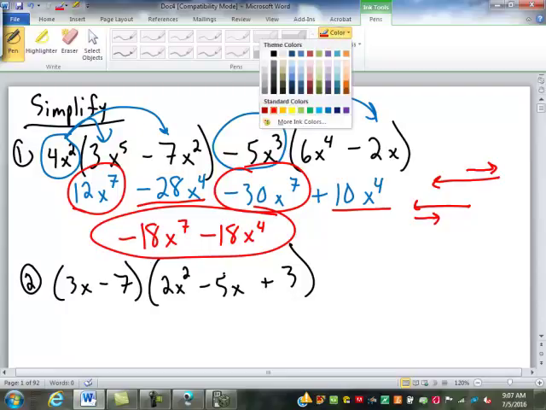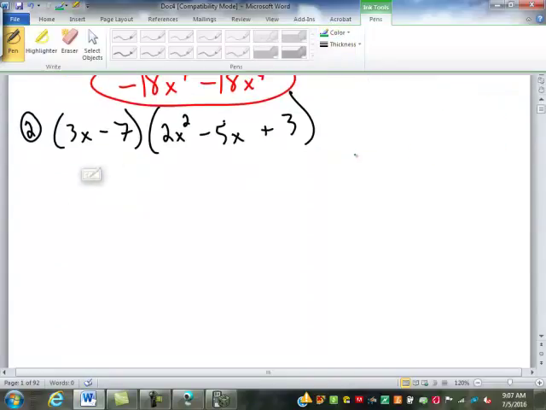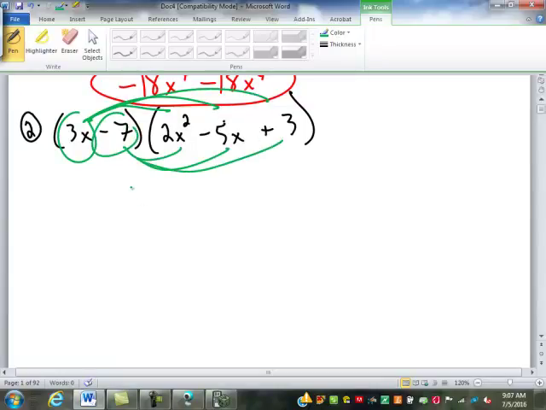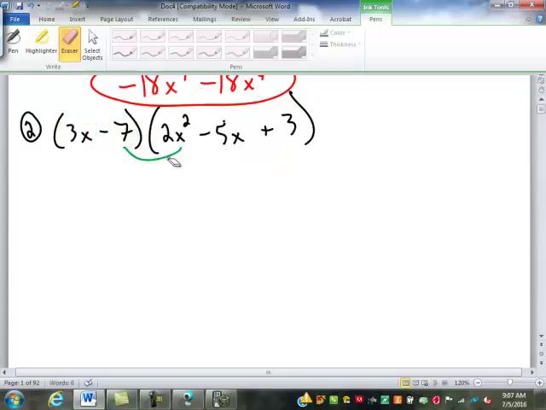Okay, number 2. This one's a little different. Now you could just distribute twice here. You could take the 3x and multiply that through, and then you could take the negative 7 and multiply that through. That works. Kind of similar to the FOIL method if you want to use that. But another way we could do this is just set it up with the number with the most digits, which is this one, on top.